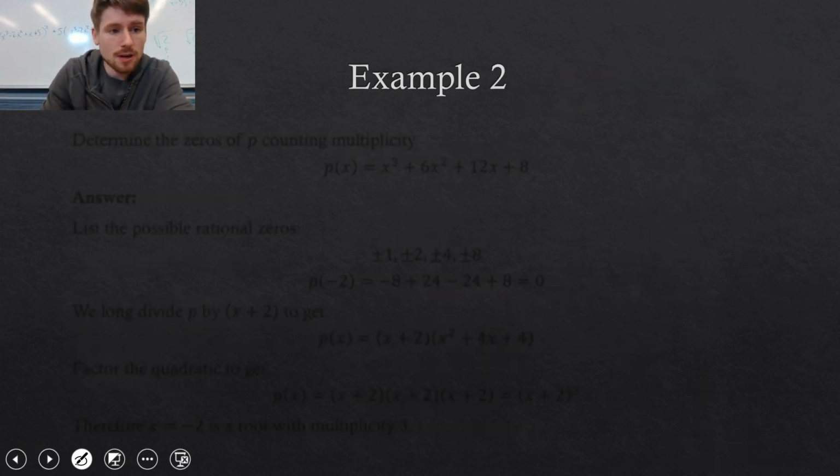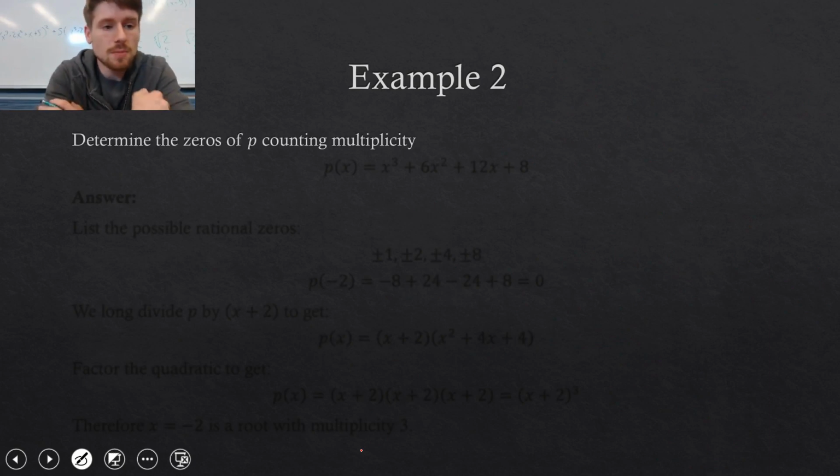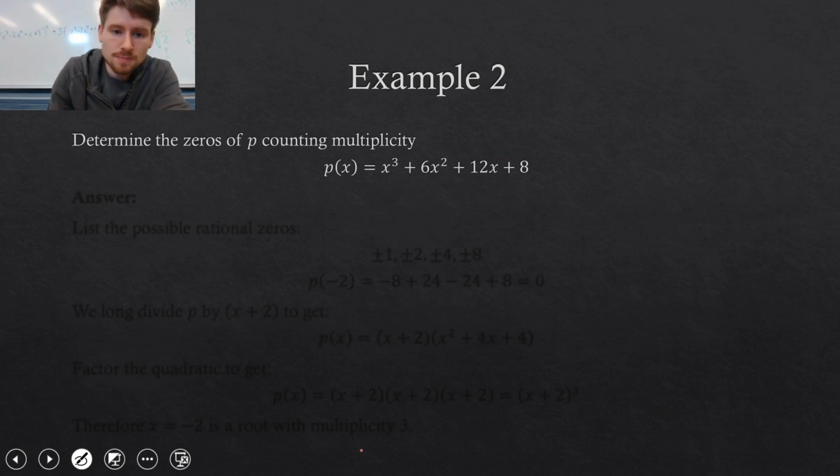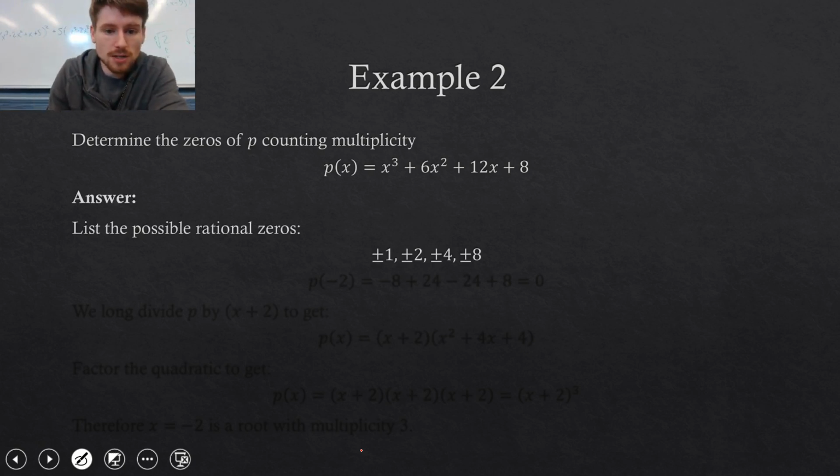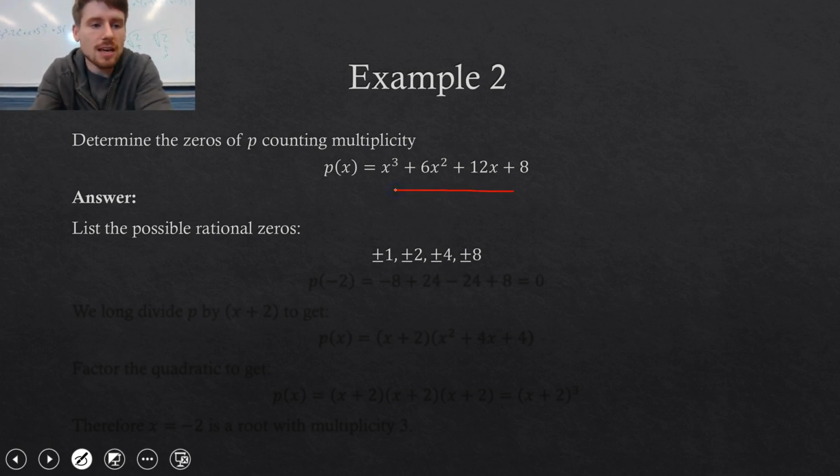Okay, we're going to do 2 more examples. Determine the zeros of p, counting multiplicity. So this is x cubed plus 6x squared plus 12x plus 8. So first, again, we'll list the possible rational zeros: 1, negative 1, 2, negative 2, 4, negative 4, and 8, and negative 8. We're going to try 1, that doesn't work. We're going to try negative 1, that doesn't work either. So we're going to try 2, that doesn't work.